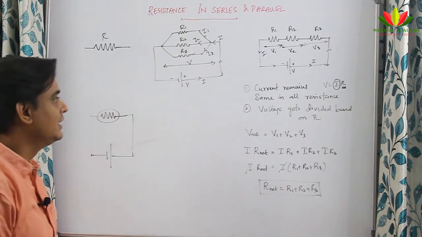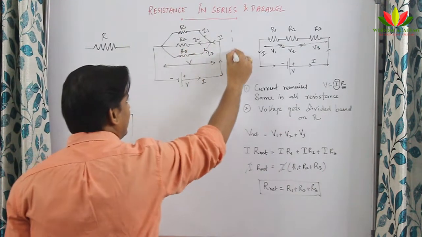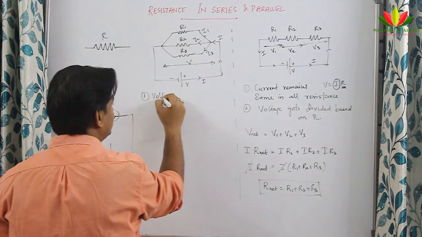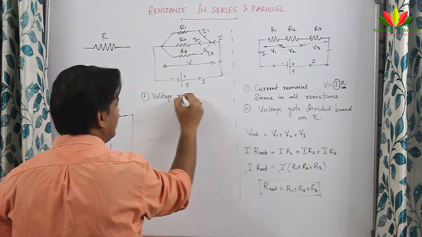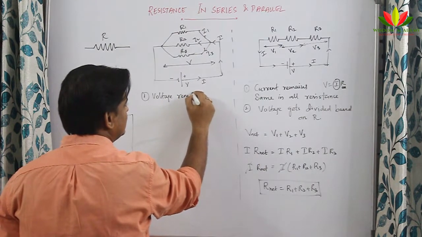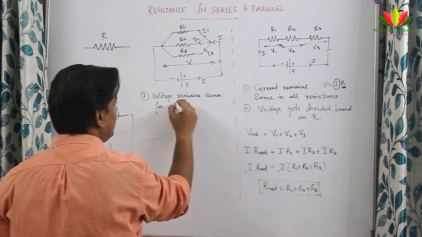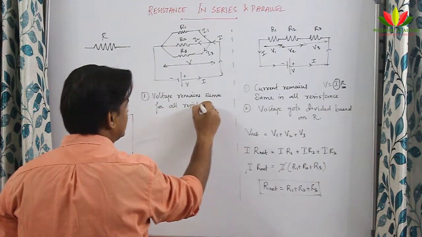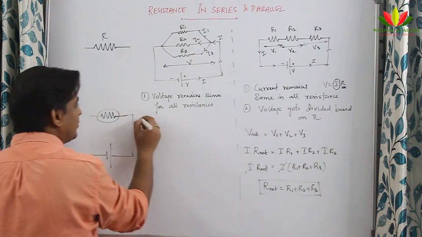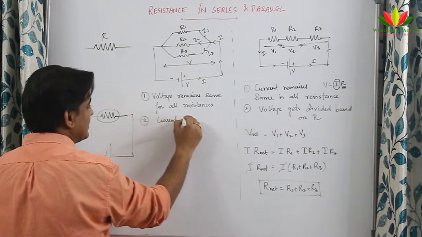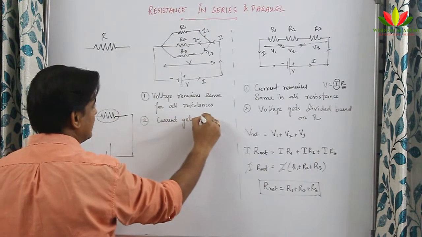What V is present here always remains the same. It does not change. So for the parallel connection, please keep in mind that the first point is voltage remains the same for all resistances, and the second point you should remember is current gets divided.